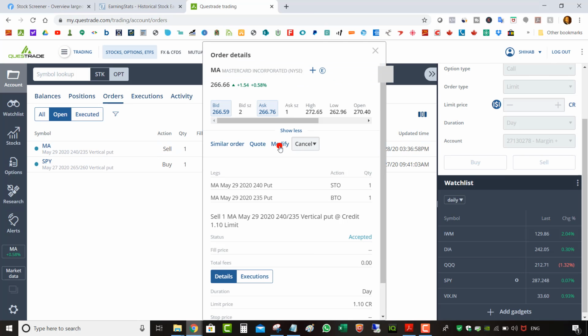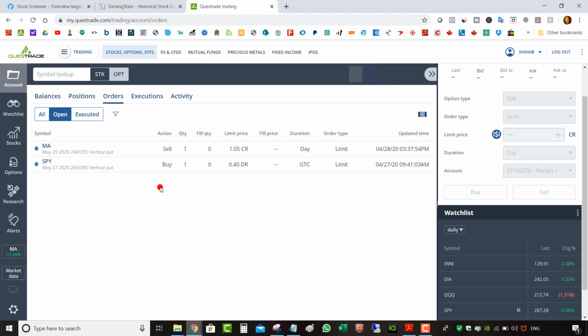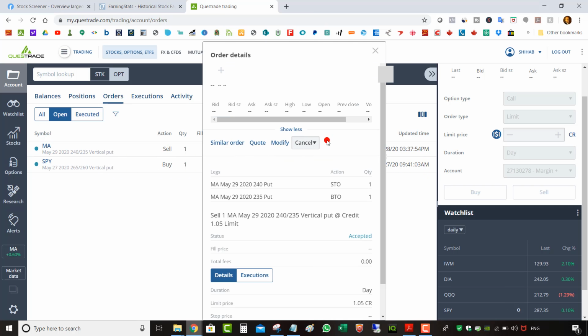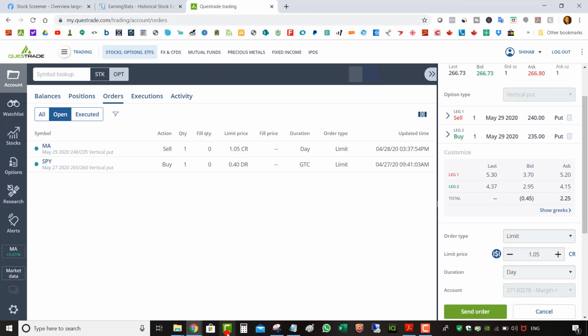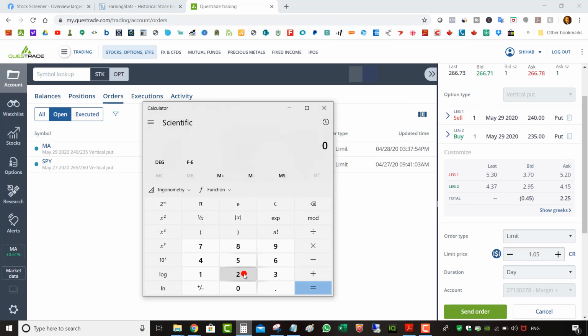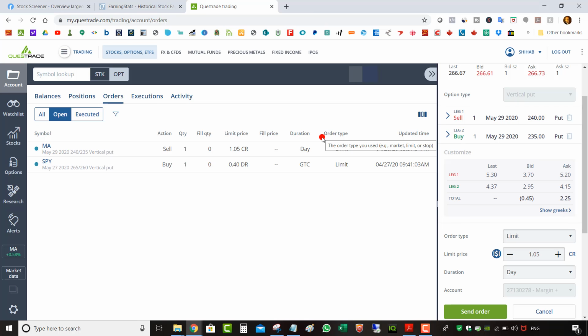All right, so I'm going to reduce it now to $1.05. Nothing yet. So 240, 235, May 29th. MasterCard earnings, $1.05, not getting filled. Let's look again at the bid and ask. So 225 minus 45 cents is what? Is it 180 divided by 2? So yeah, I'm exactly at 90 cents. So it looks like I won't be able to get more than 90 cents.